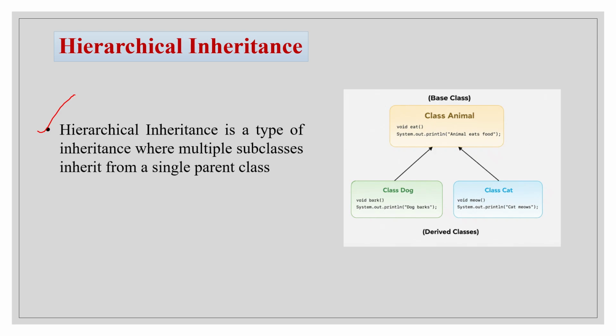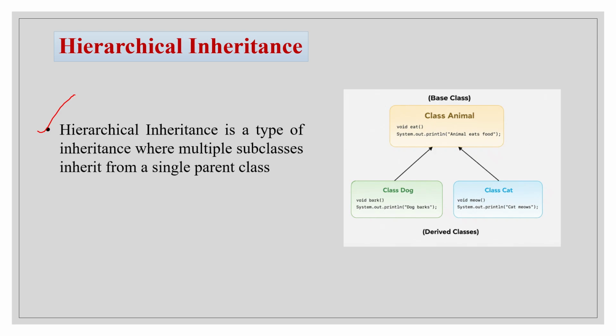Here, the parent class contains common properties and methods, and those properties are shared by multiple child classes. And each child class can use the features of the parent class. And also, each child class can have its own extra methods or properties. Let's understand this in a very simple way.